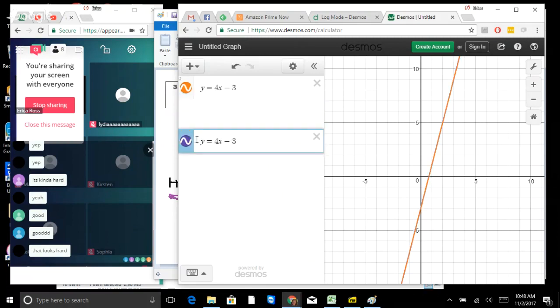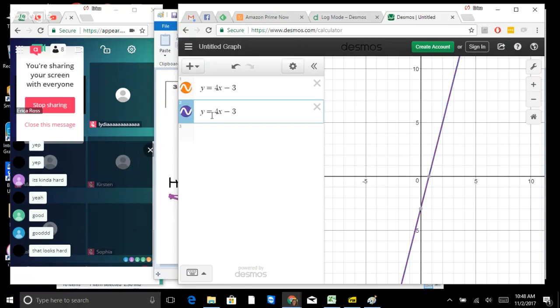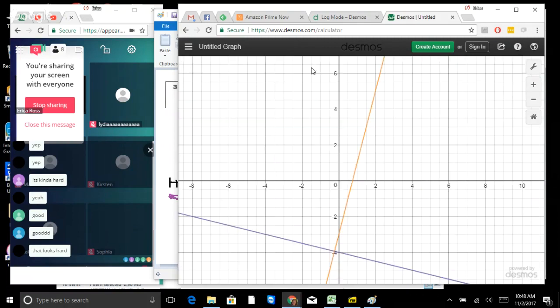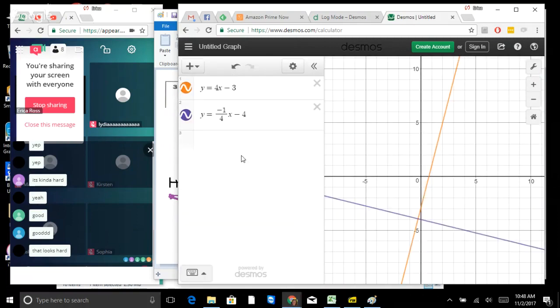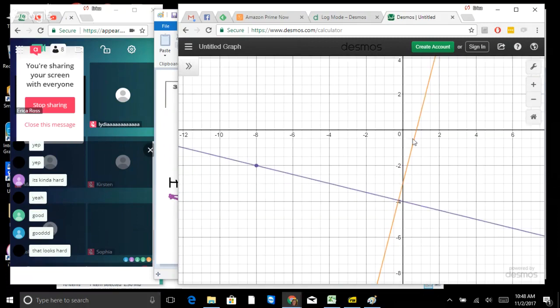Okay. So my orange equation is the one that they gave me, right? My purple equation is the new equation that I found, which is y equals negative 1 divided by 4 x minus 4. And the last thing is that the purple equation goes through negative 8, negative 2. So here you can see my two lines are perpendicular and look much more perpendicular on this graph. And it goes through negative 8, negative 2.